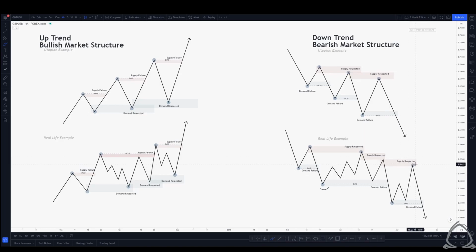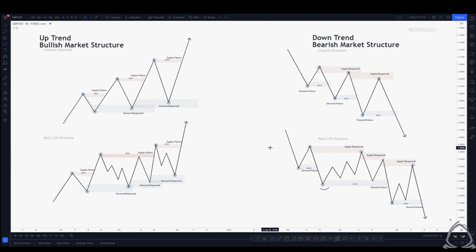Again, it taps into the supply zone, moves to the downside, creating another new lower low, causing this demand zone to fail. And this is the process that happens over and over again, where we see supply being respected and demand failing. We see price creating lower lows and lower highs. And this is the key connection between market structure and supply and demand.